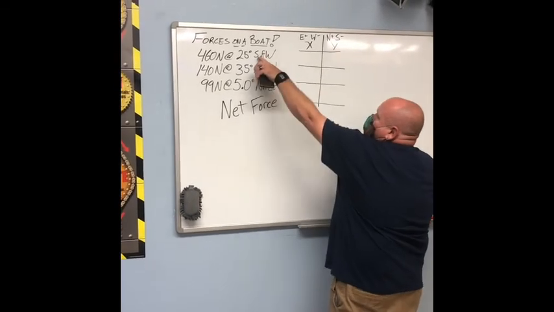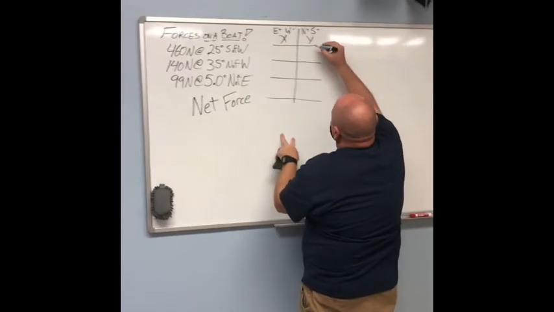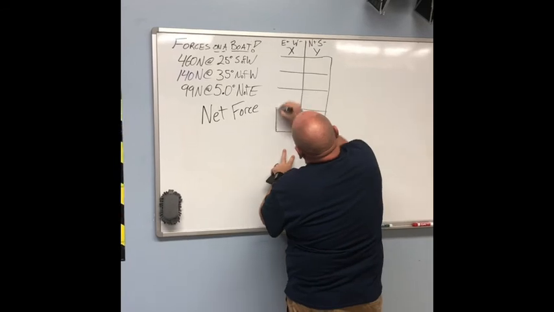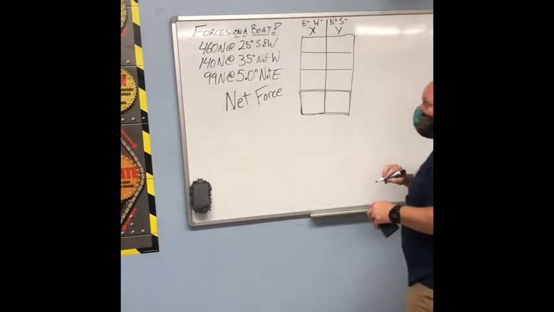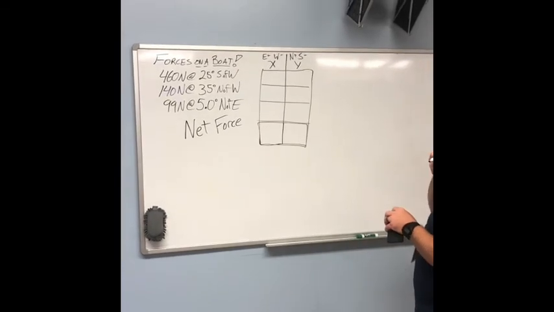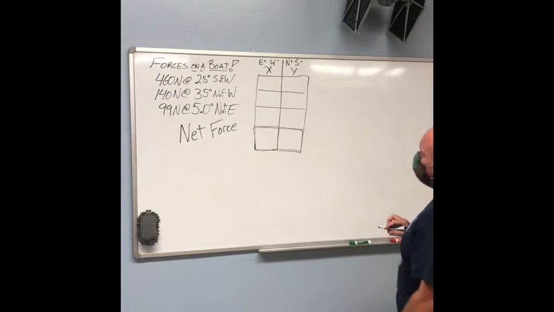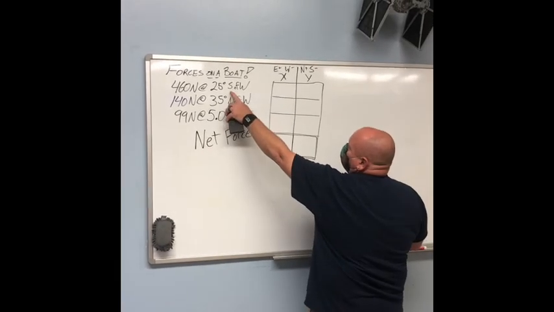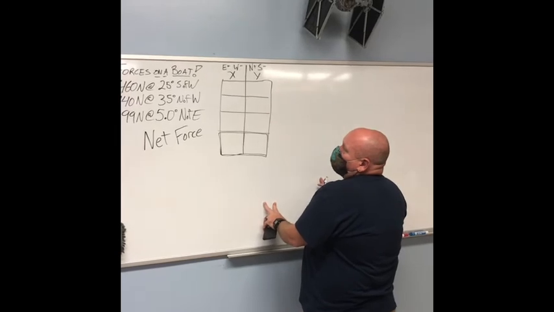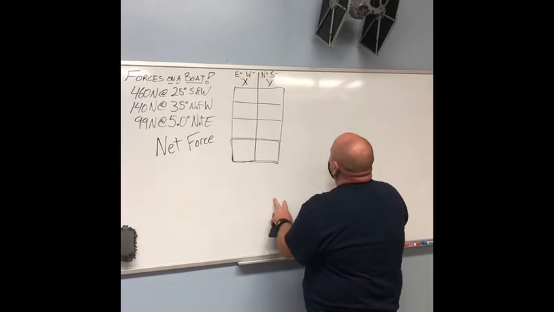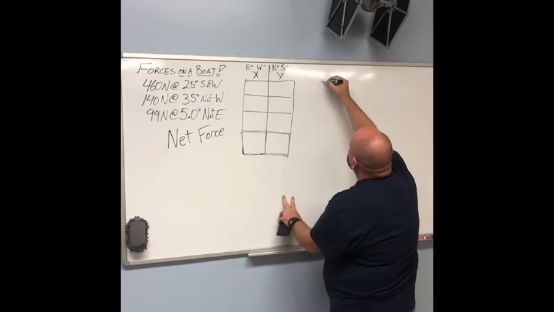So I need to break all three of these down into their perpendicular components, because they need to be perpendicular, which is a right angle, for us to do any right triangle geometry or trigonometry with them, okay? All right, so I'll just start with the first one: 460 newtons at 25 degrees south of west. I'm just going to draw a picture here. That would look something like this.